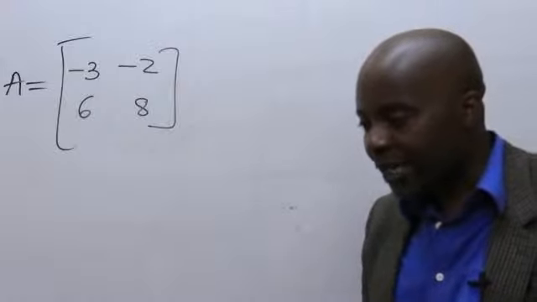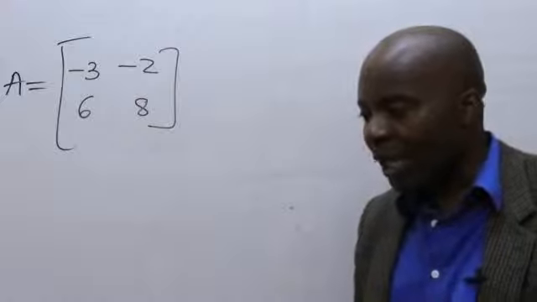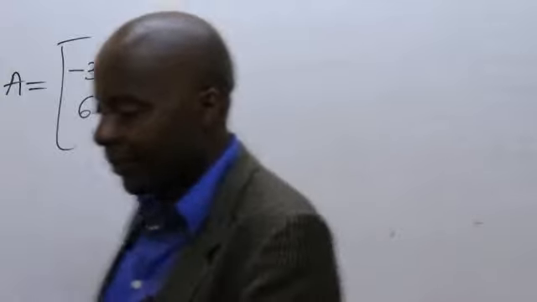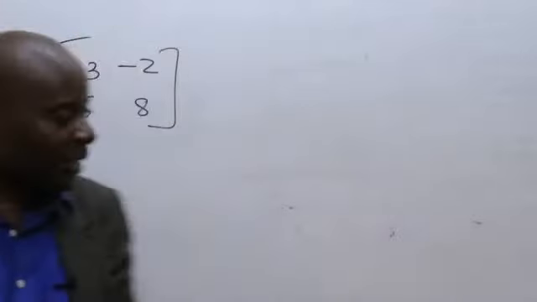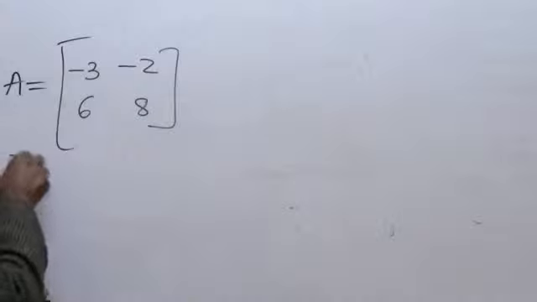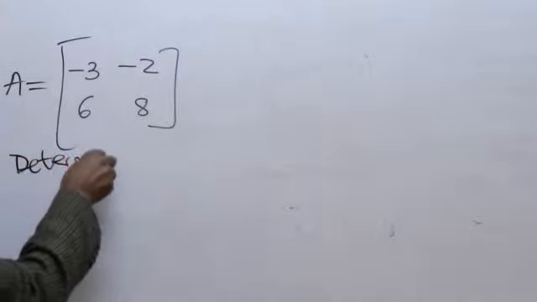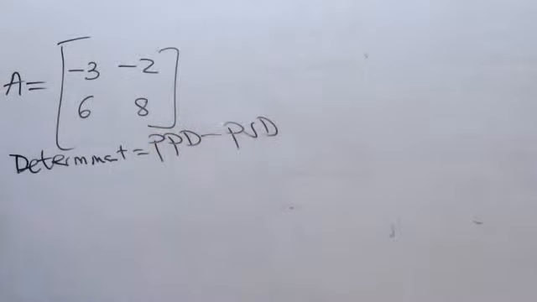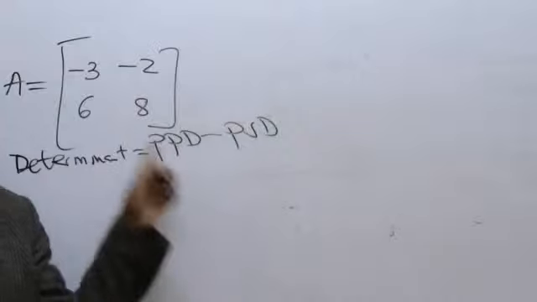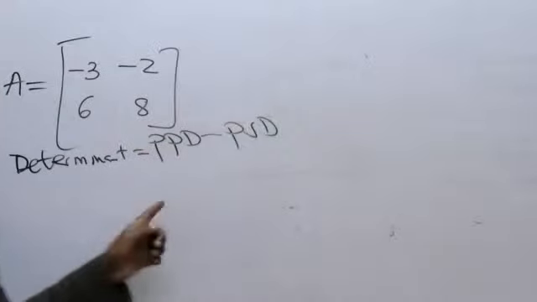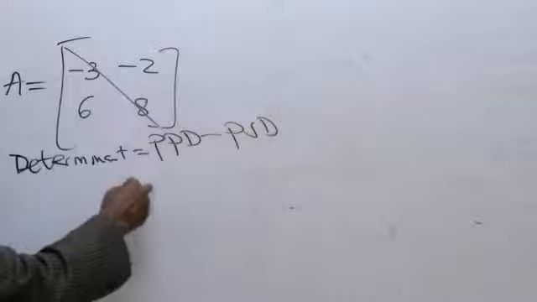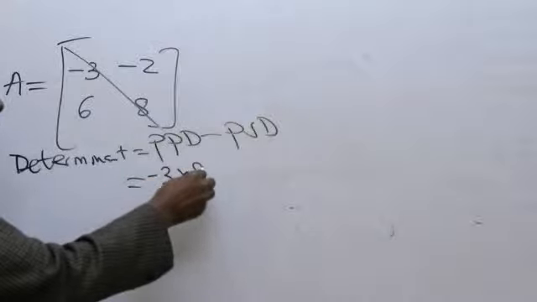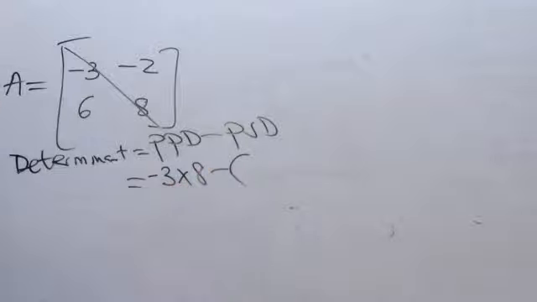So my friend Melchior Pemo gives me -12. Also, Benjamin gets the same, Lokai also, and Mohammed the same. What those students have remembered in this first step of getting the determinant is the formula PPD minus PSD: product of primary diagonal minus product of secondary diagonal. So the primary diagonal is -3 times 8, and then minus the secondary diagonal, please.